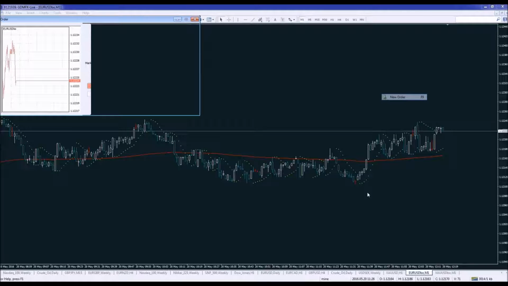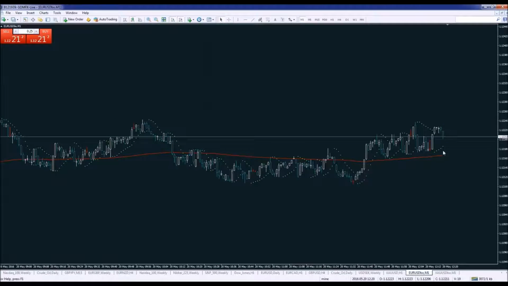So for now, we're going to look at the charts. I'm going to explain a little bit more about the parabolic and its usage, and how you can make your execution as best as you can, and furthermore, the expiry of your binary option.